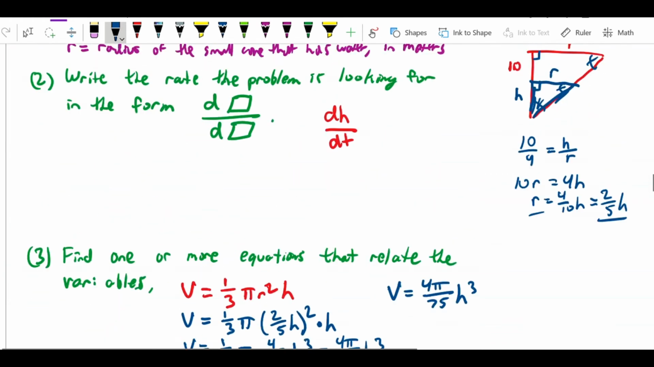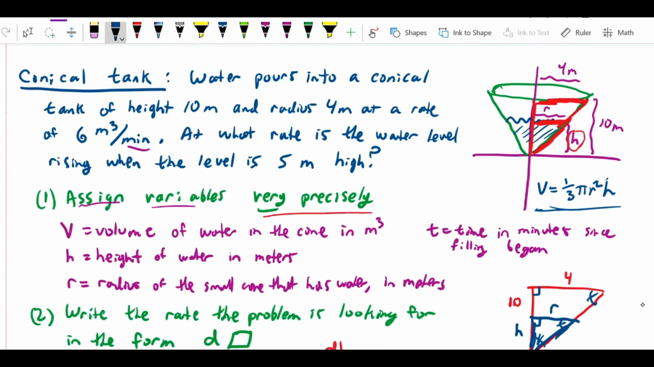And the other thing that's given in the problem is we're told that the water is pouring in at a rate of 6 cubic meters per minute. So what that means is that the volume of water in the cone is changing at a rate of 6. Well, we know that what we're given is change in volume per change in time. You can kind of read that just right off the units given in the problem.